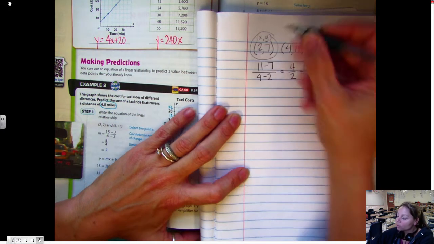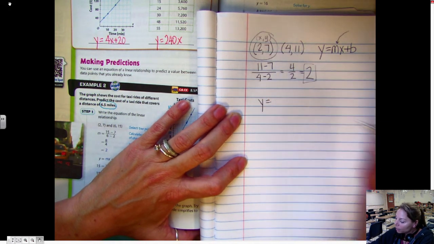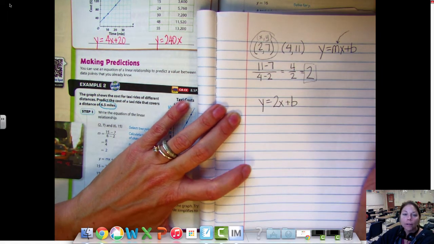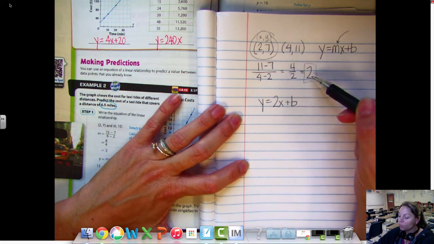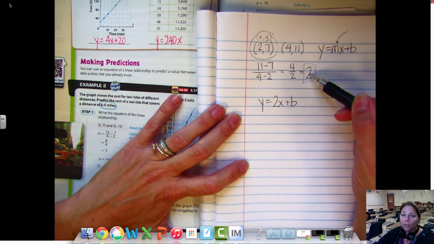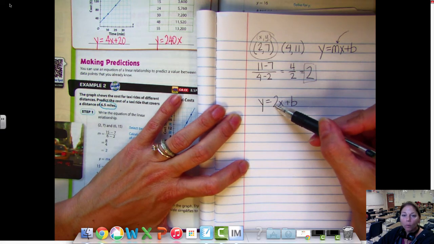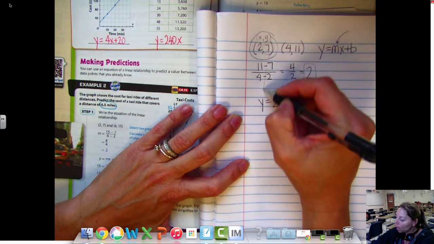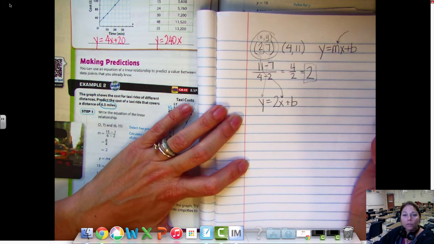And I'm going to substitute these 2 numbers into the y equals 2x plus b equation that I am beginning to generate. Now remember, I got this because I just found my slope. And so I know that slope is represented by the letter m, and so I just replace the letter m with the number 2. So now I'm going to go ahead and substitute 7 in for y and my 2 in for my x, and then I'm going to solve for b.